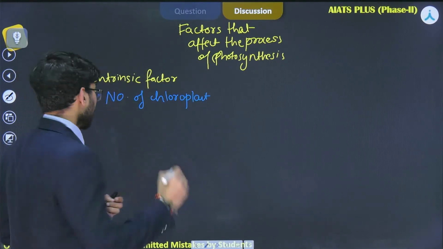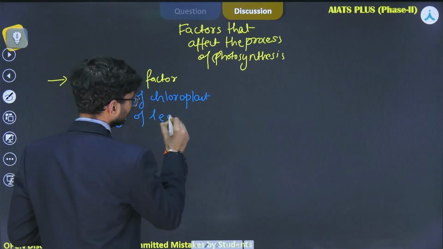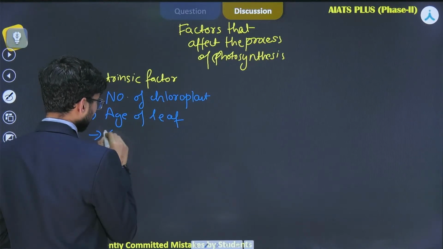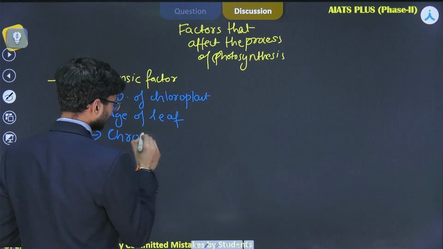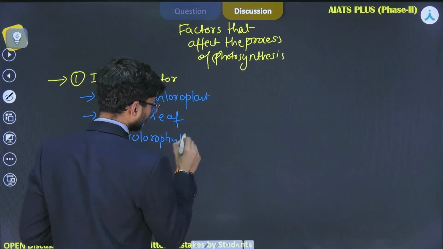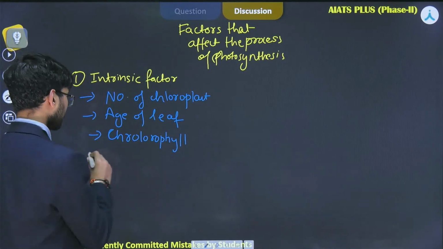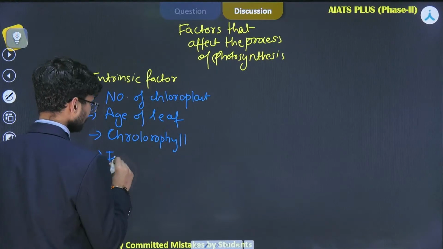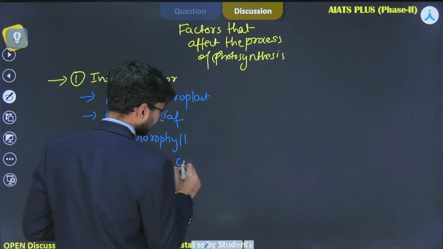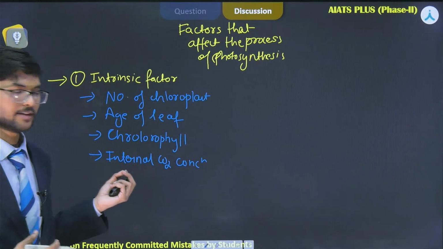age of leaf, type of chlorophyll pigment, presence or abundance of chlorophyll, and one major factor which is the internal carbon dioxide concentration in case of plant. Internal CO2 concentration is one of the important factors which is considered as an intrinsic factor in case of plant.